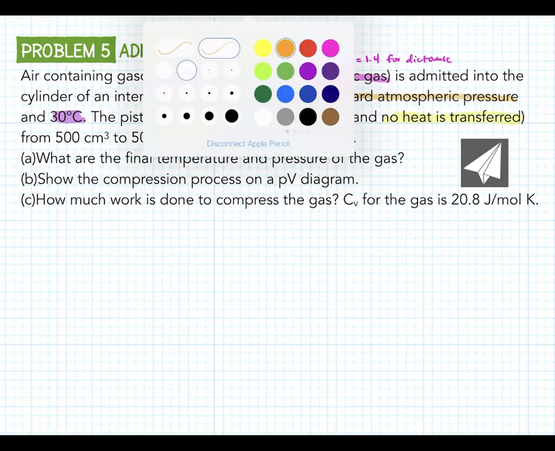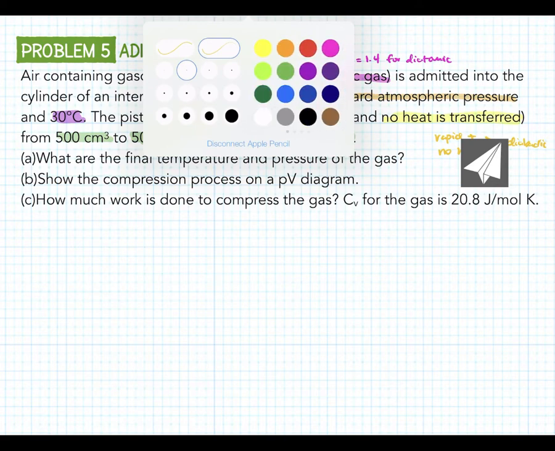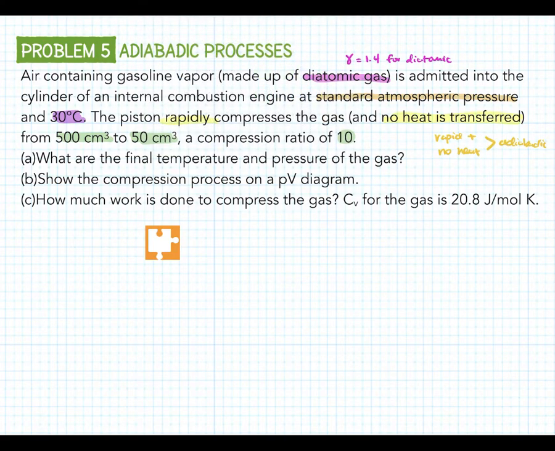So both of these things should tell you rapid and no heat means adiabatic. We have our volumes. We go from 500 centimeters cubed to 50 centimeters cubed, which is a ratio of 10, so you don't necessarily have to divide that yourself. And we want to figure out the final temperature and pressure of the gas in part A.